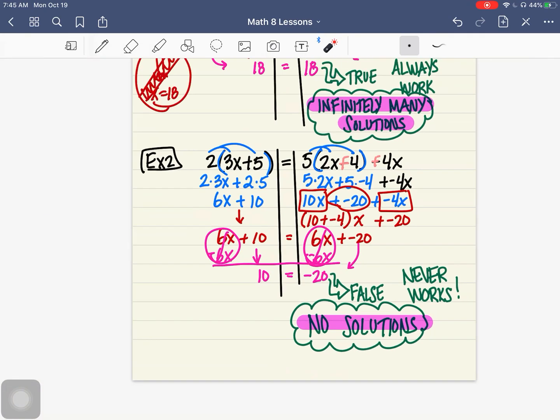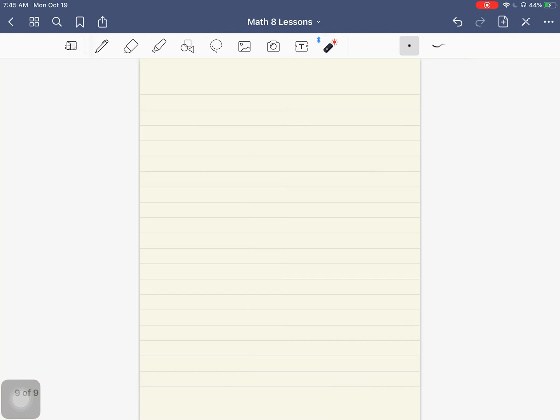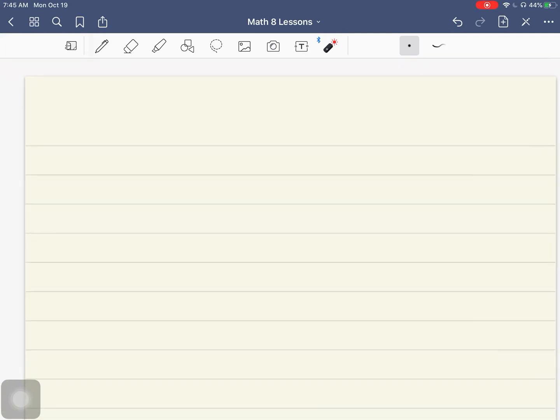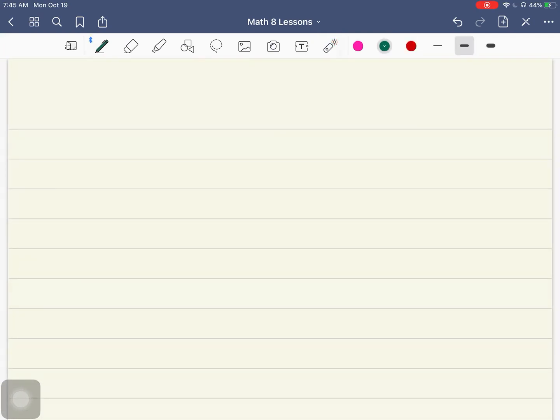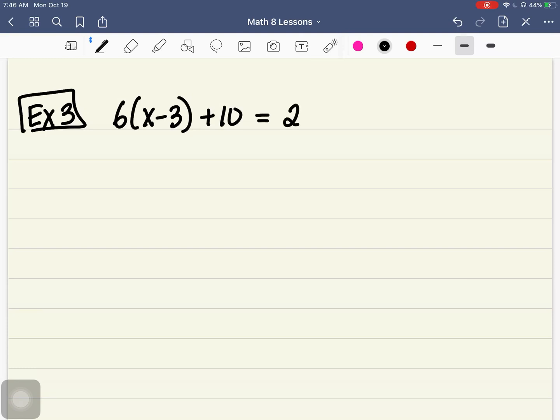All right, so let's look at another example of how this might work. And we'll do one more here to see. Those are pretty much the two cases that you'll see where weird things happen. So let's look at this example. I have 6 times x minus 3. Then there's a plus 10, and that equals 2 times 3x minus 4.